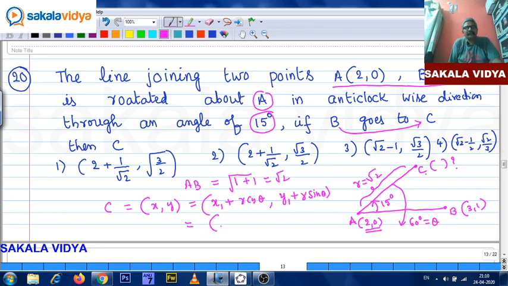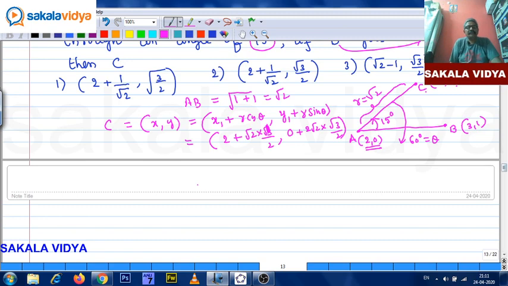So, we can write now 2 plus r, which is root 2, cos 60. Root 2 into cos 60, sorry, cos 60 is 1 by 2. Then y1 means 0 plus r sin 60, which is root 3 by 2. So, now we can write this is equal to 2 plus root 2 by 2, which means 1 by root 2.